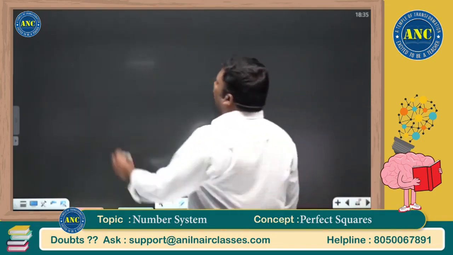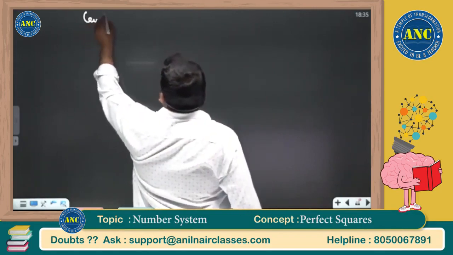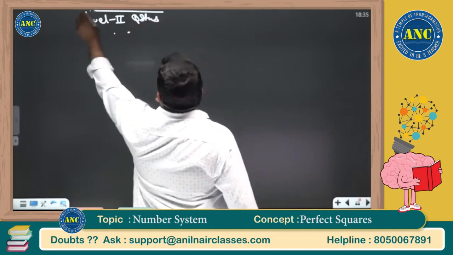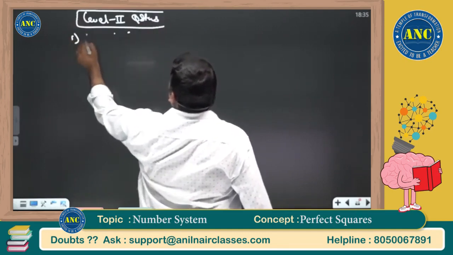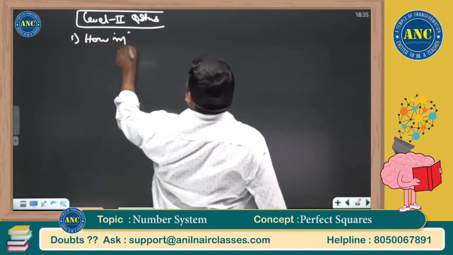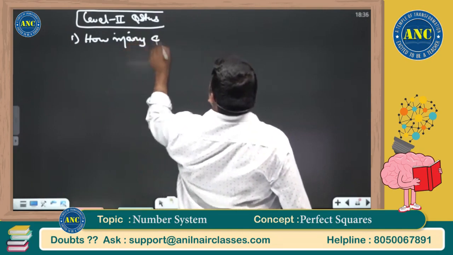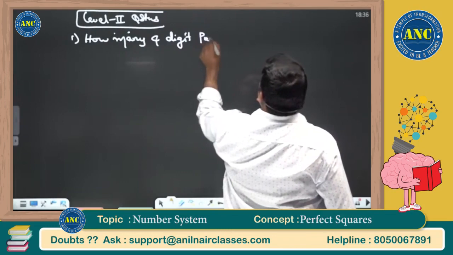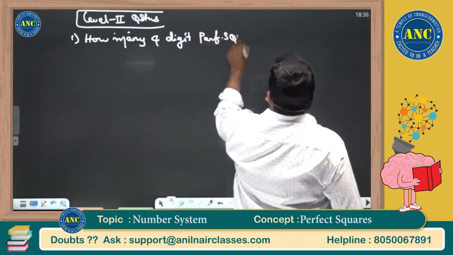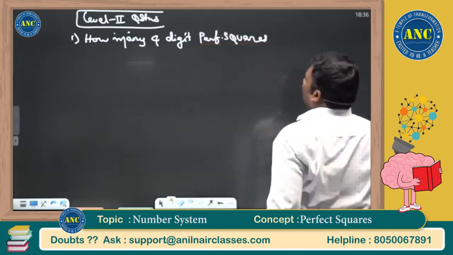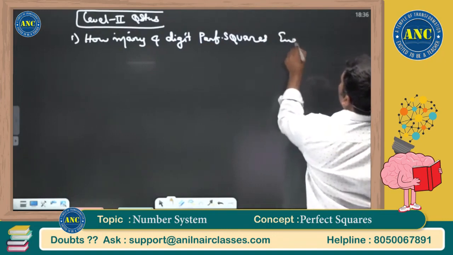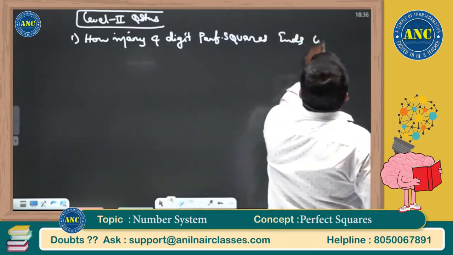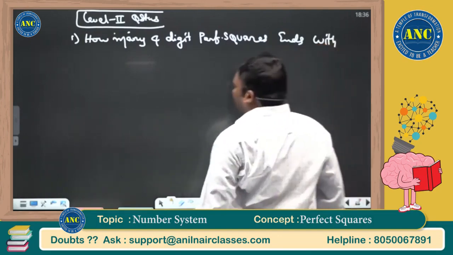Perfect square. Next one. Another question. Level 2 questions. Another 3 to 4 questions which we will discuss. Level 2 questions. First one. How many 4-digit perfect squares end with?